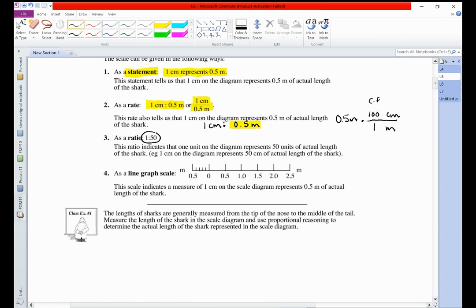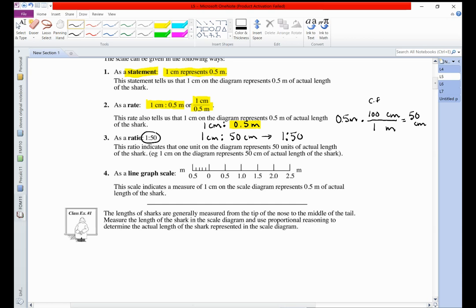So now we can multiply everything in the top and divide everything out of the bottom, but we know the bottom is 1, so we don't actually have to divide. We just have 0.5 multiplied by 100, and that gives us 50 centimeters. So we know that that's the same. Now we can rewrite that 0.5 meters as 50 centimeters. It's the same thing. And since we have the same units, we can just write that as 1 to 50.